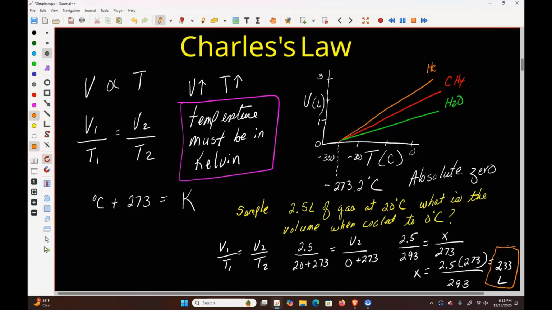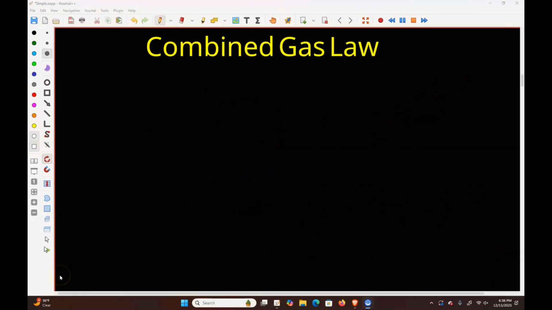So always make sure that you convert those temperatures into Kelvin. Sometimes you'll see the combined gas law. The combined gas law is simply a combination of Boyle's law and Charles's law added together. So the formula will be V1 P1 over T1 equals V2 P2 over T2. So we're basically just combining both of those together.